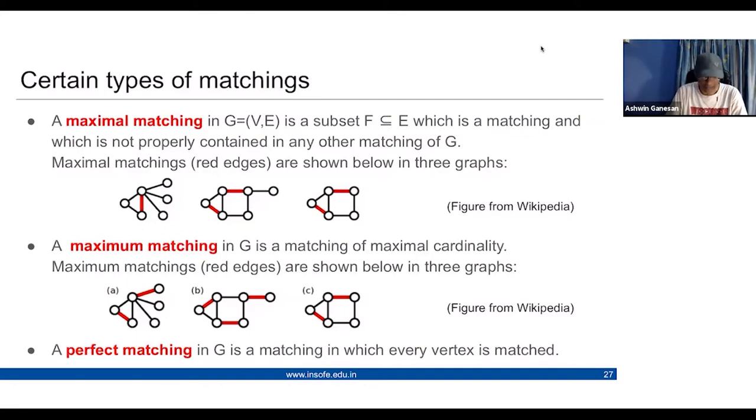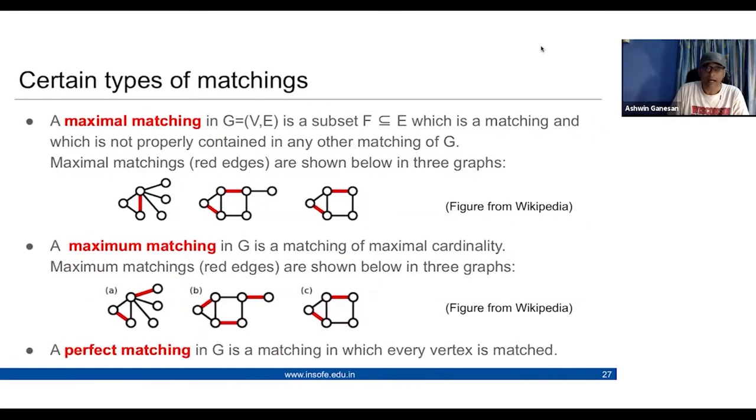There's something called a maximal matching, which is a matching which cannot be enlarged any further. So you cannot add any edge to a maximal matching and still have a matching. We also discussed a maximum matching, which is a matching in the graph of largest possible size. And we saw that a perfect matching is a matching that touches every vertex.